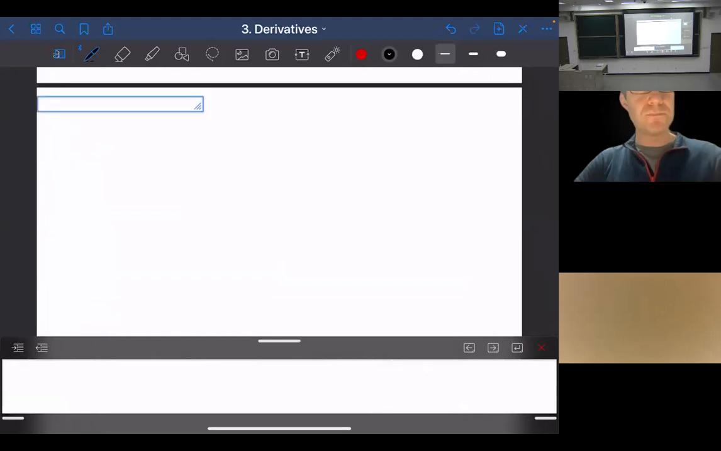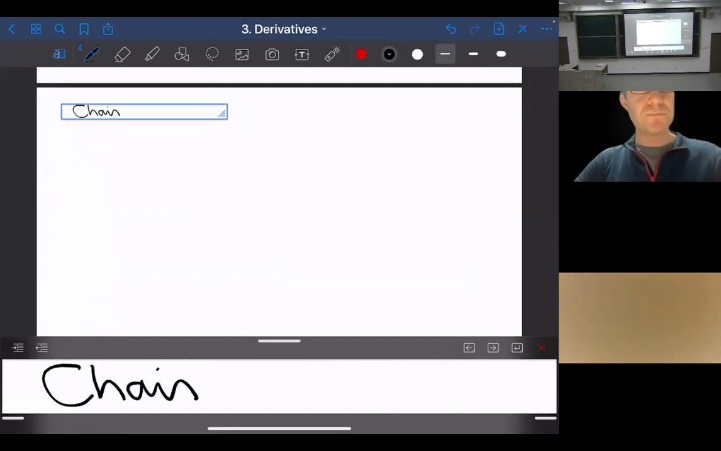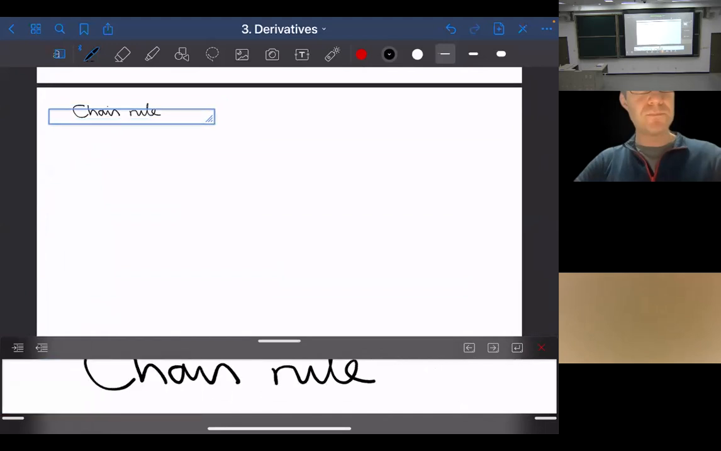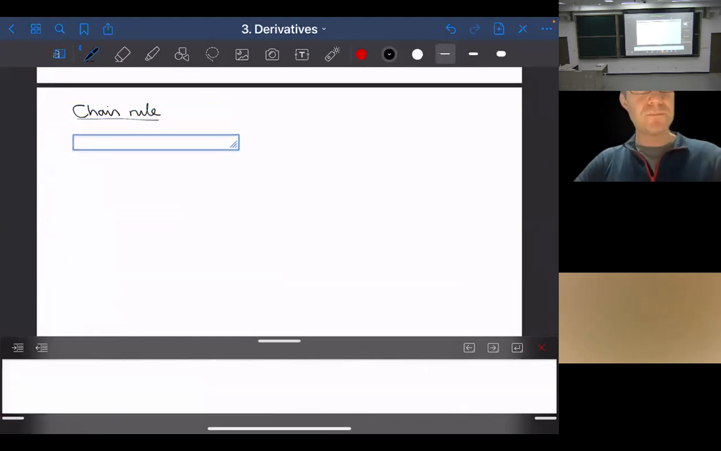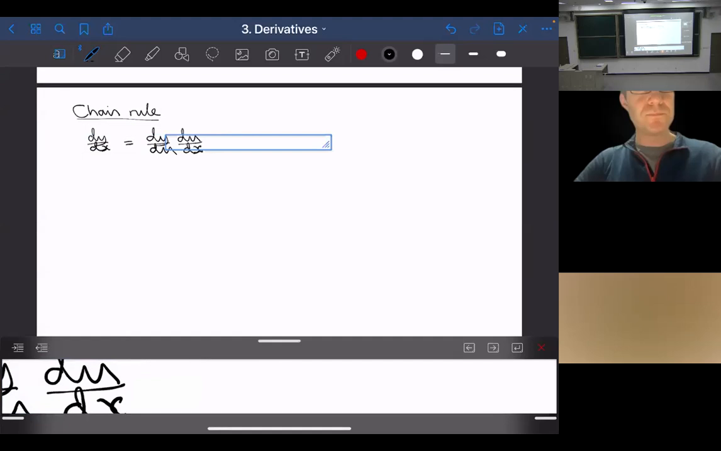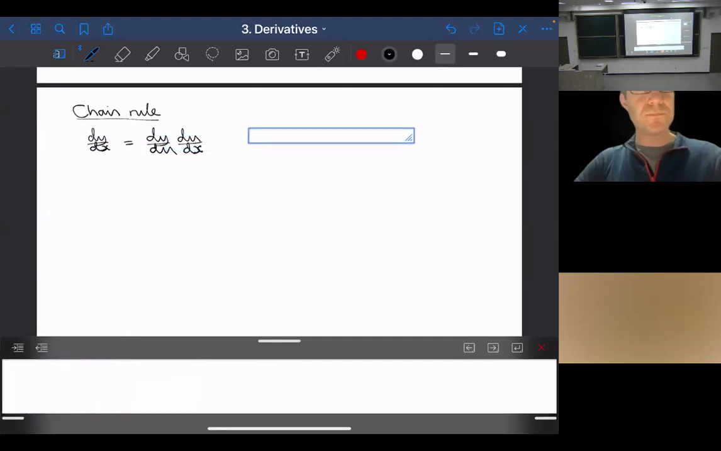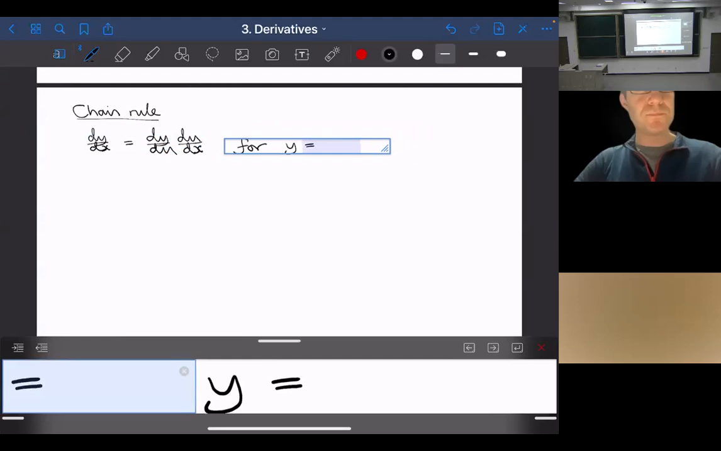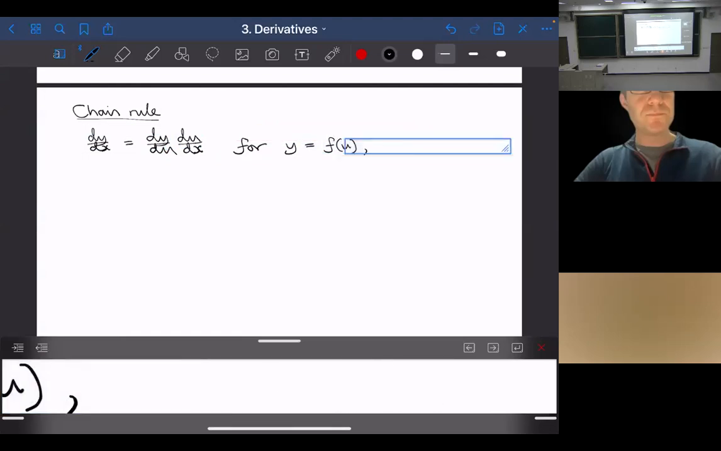So some review to start: the chain rule. So remember, the chain rule takes this form. I find it easier to remember the formula and then write down the functions involved. For y is a function f of u, and u is a function g of x.